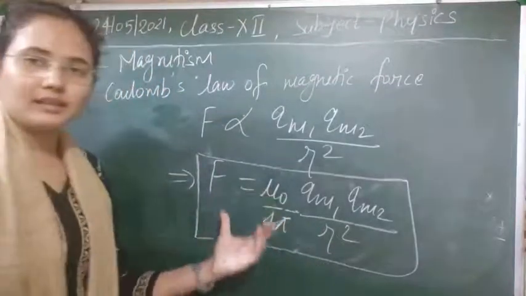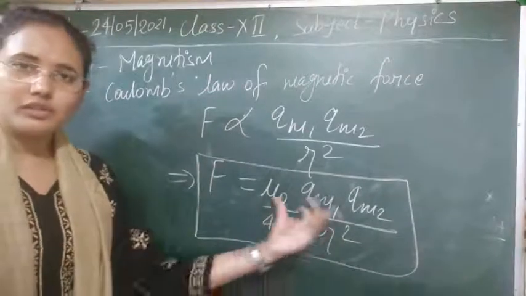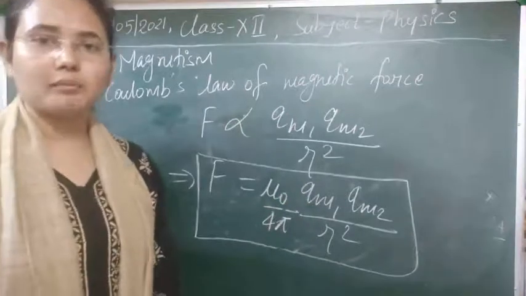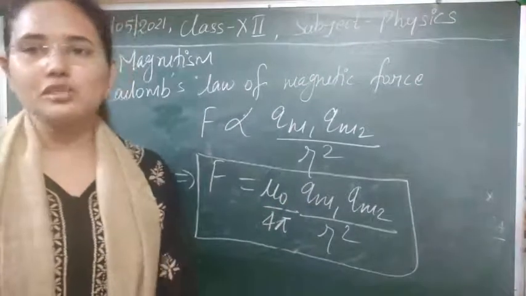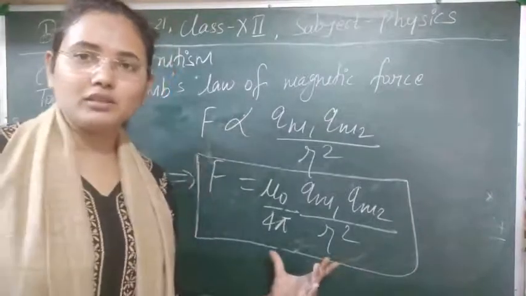So first, I think this thing and the Coulomb law of magnetic force is clear. According to this we can easily calculate the magnetic force that is imposed on any other pole. So let's see some numerical problems based on this formula.